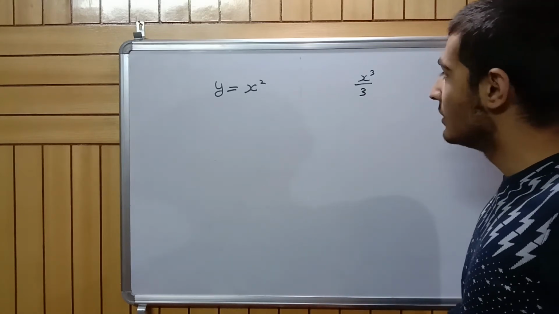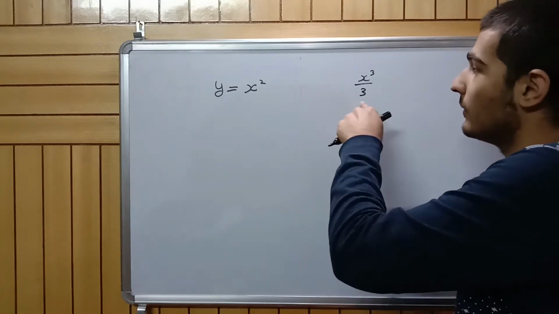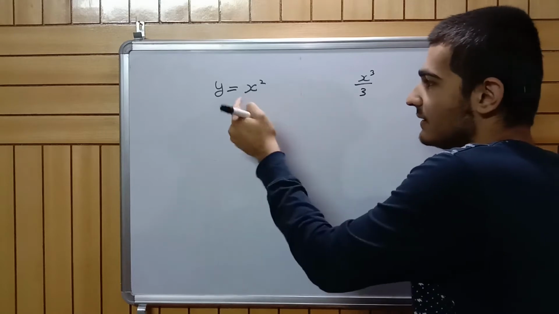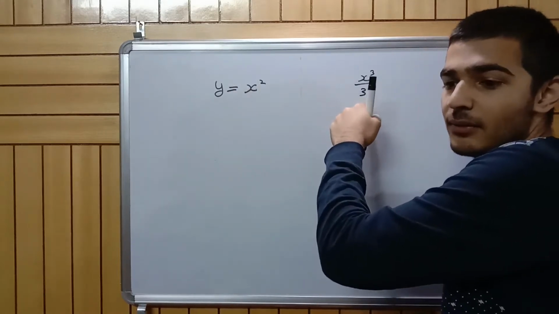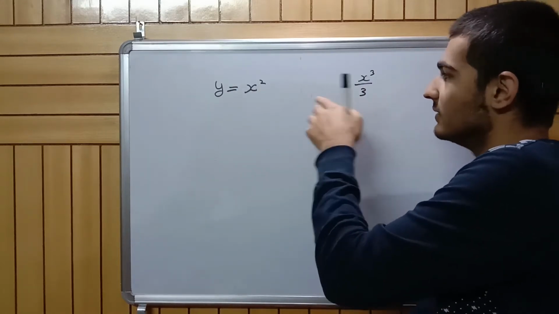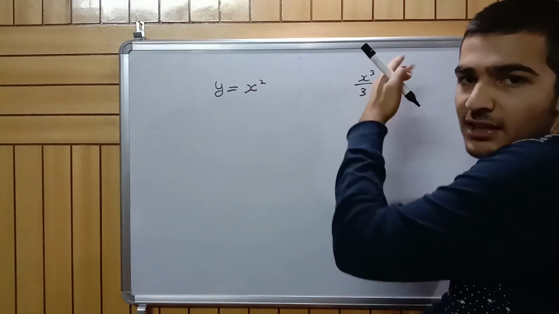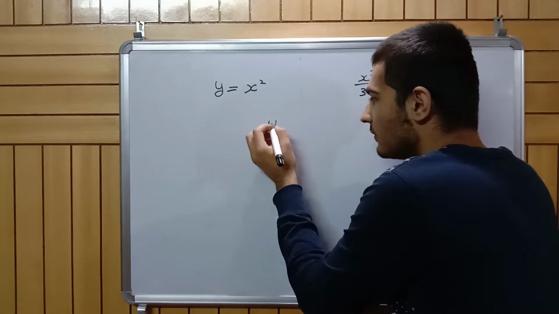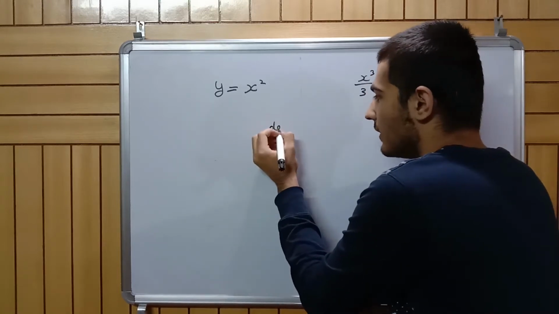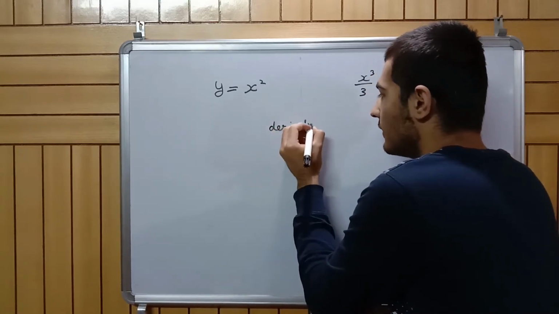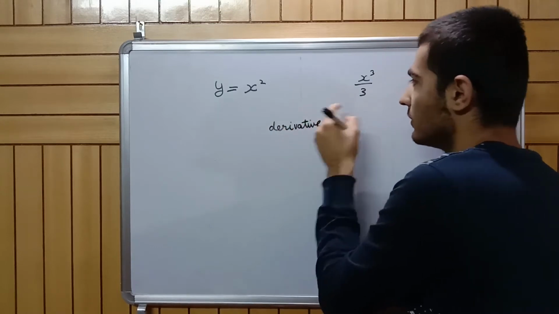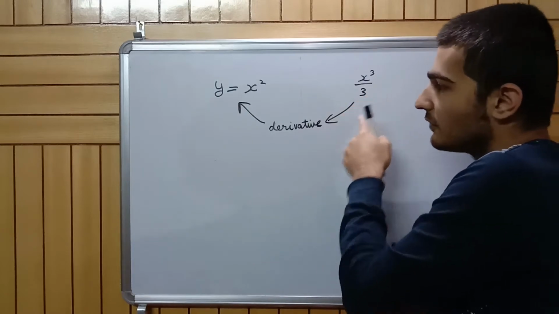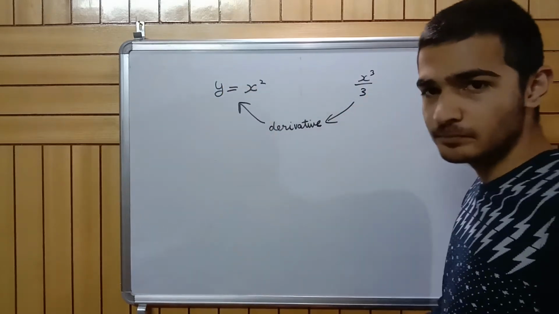We also know the relation between these two. This function is the derivative of this. If you differentiate this, we get this. So if I write derivative, this is the derivative of this. If you differentiate this, you get this.